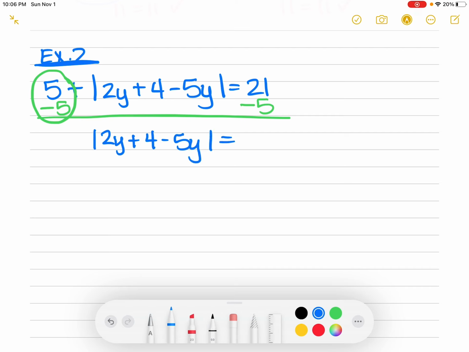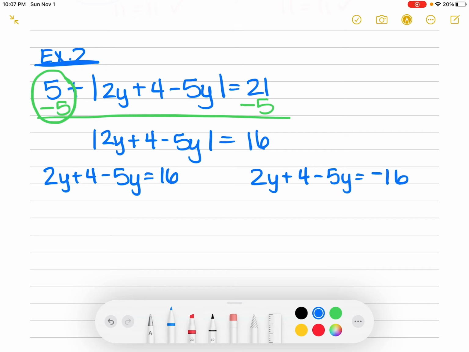And on the other side, I have 21 minus 5 is 16. Okay, now I have an absolute value equation. So first you have to get rid of everything and have your absolute value by itself. Now I'm going to make what's inside of the absolute value equal to both 16 and -16, because that's what I want inside those. Inside this absolute value, this could be 16 or it could be -16 in here and I would still get the right answer.